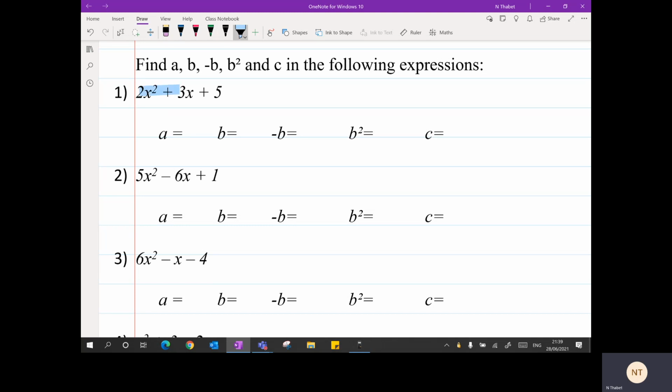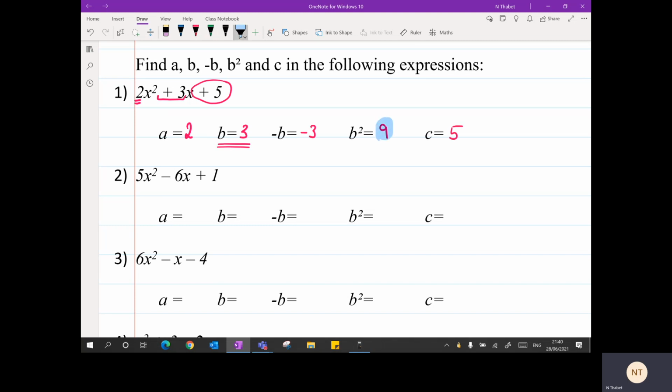Let's have a look. You've got various expressions and you need to decide what the values of a, b, minus b, b squared, and c are. A is the number next to x squared, so a is 2. B is the coefficient of x, and it's a positive 3. So if b is a positive 3, negative b means it's negative 3. B squared is 3 squared, which is 9. And c is the constant on its own, which is a positive 5.